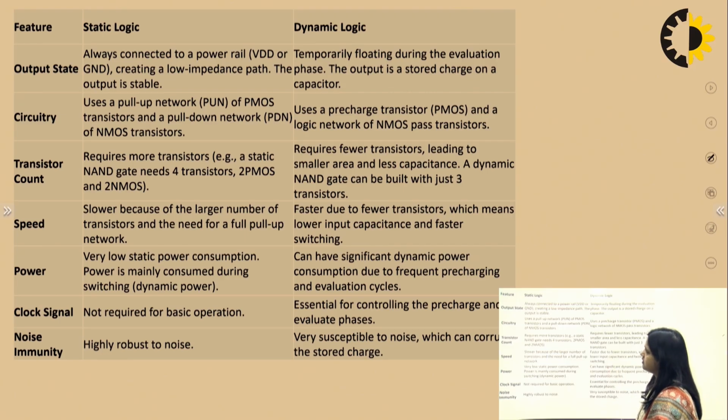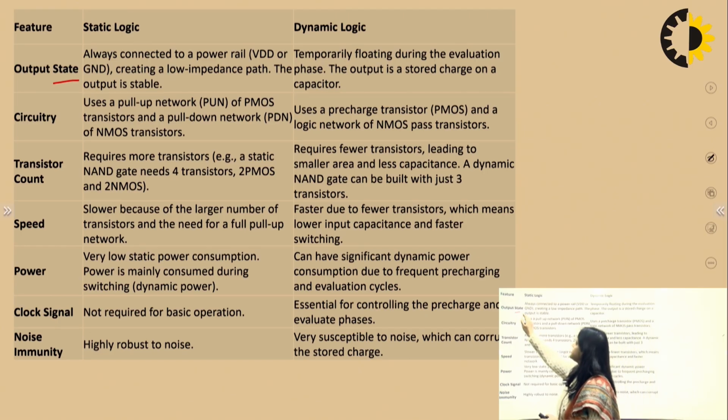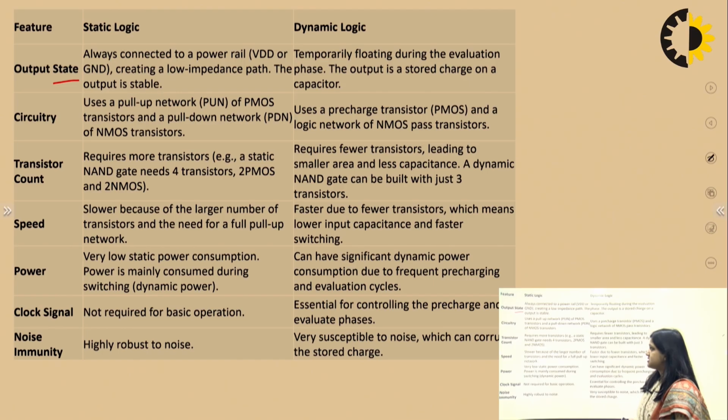So, on the basis of various features, let's say like output state. In case of static, it is always connected to either VDD or ground, but in case of dynamic, it is floating or temporarily floating. So, the output node is not always connected to VDD and ground. Once the output node is precharged, then with the help of a capacitor, the output node maintains that particular charge. So, this is the basic difference in output state.